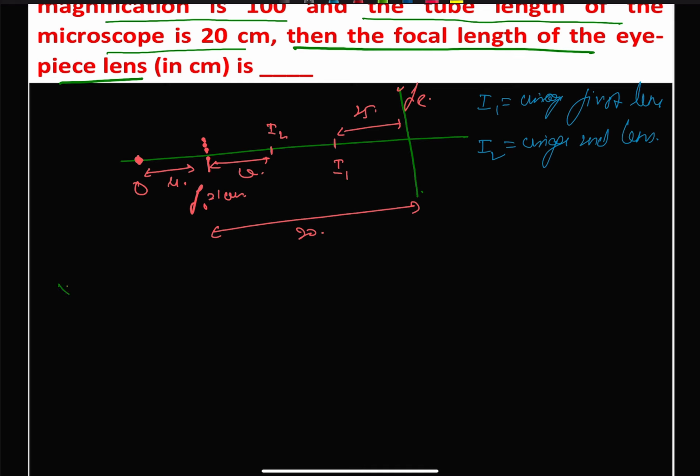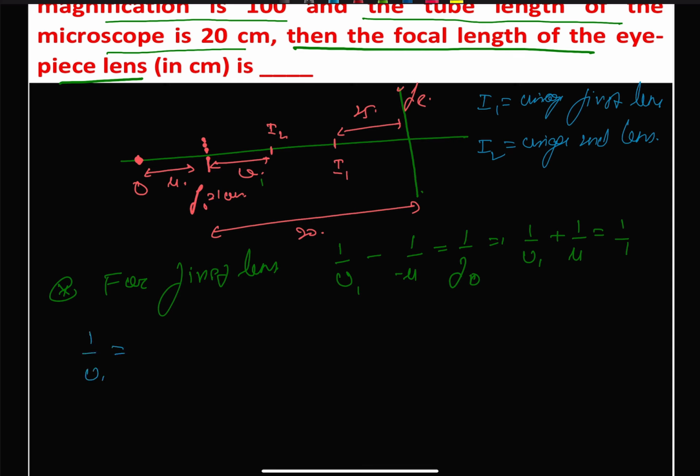So for the first lens we can write 1 upon, let us call that V1, minus 1 upon U, that is a minus, is equal to 1 upon f naught. So we get 1 upon V1 plus 1 upon U is equal to 1 upon 1. So this gives us 1 upon V1 will be equal to 1 minus 1 upon U, which gives us U minus 1 upon U. Therefore V1 will be equal to U upon U minus 1.